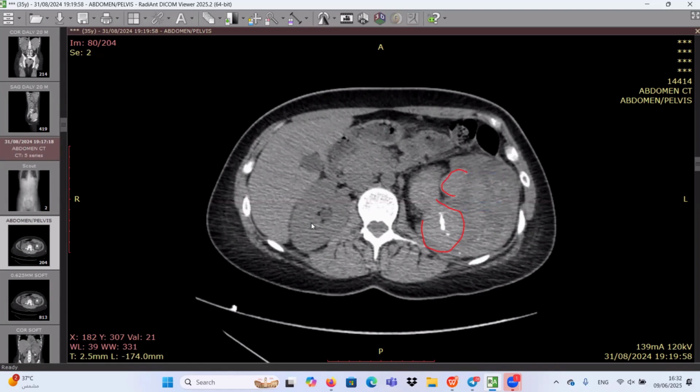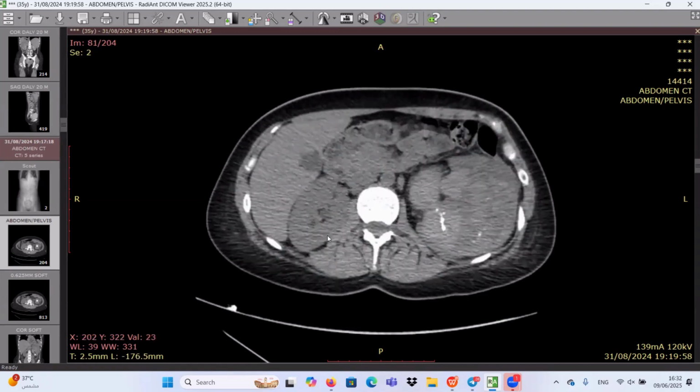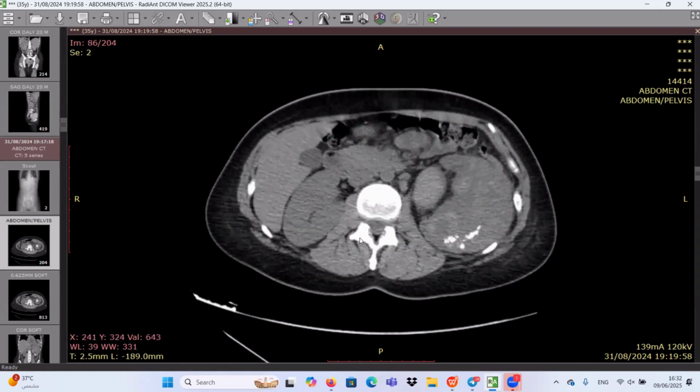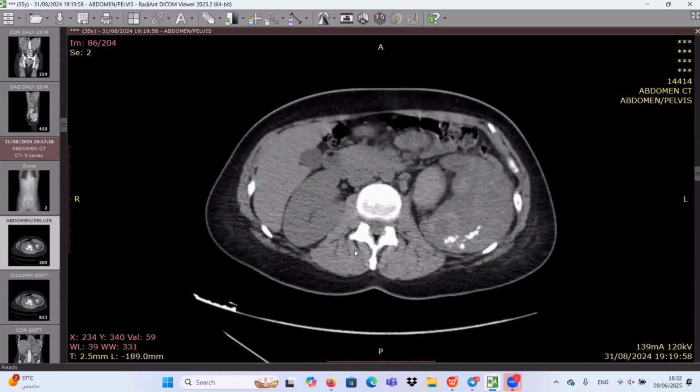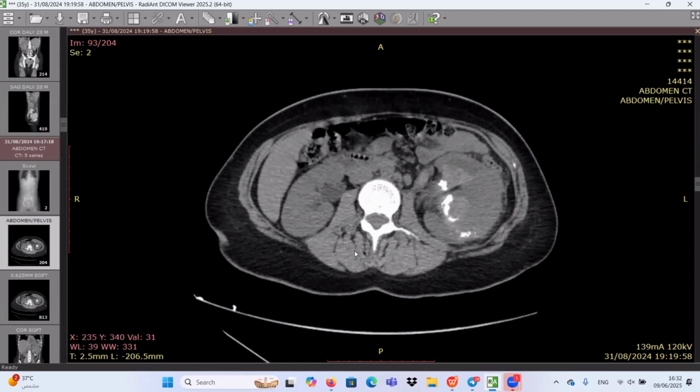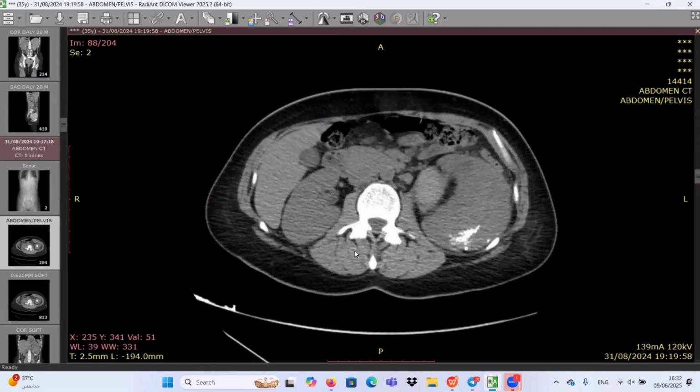So this is the calyceal group, and this is the renal pelvis. All of these structures are distended with hyperdense material, maybe blood clot, maybe hemorrhagic insult. And I don't know, are these calcifications or stones? I'm not sure at this point.